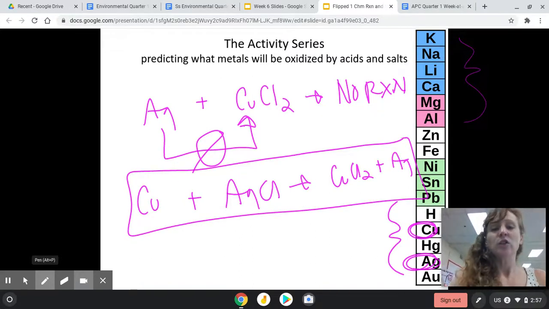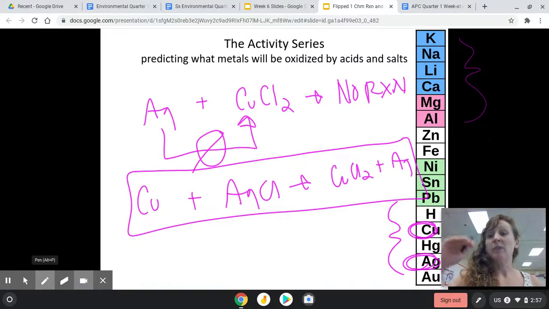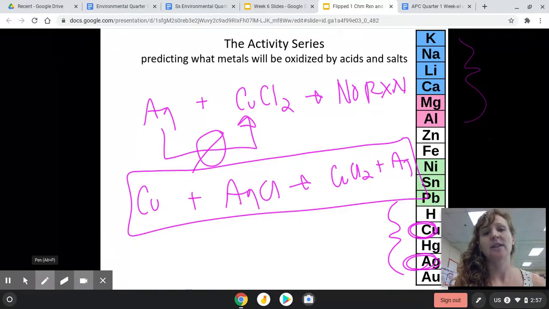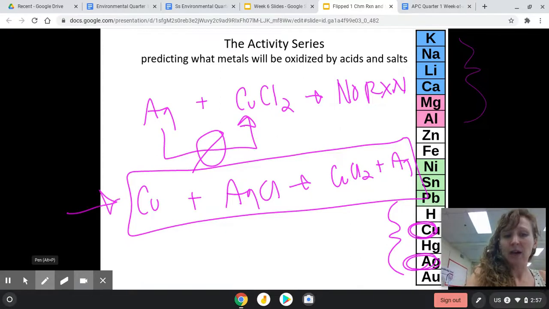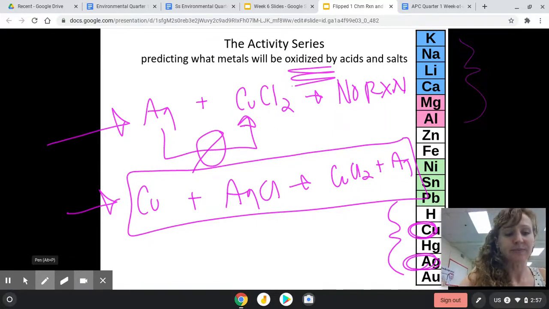And so you should generally know that coin and jewelry metals are less active. Some of the alkali metals, especially the high alkali metals, are going to be super active. You should generally know some of these, but the specific ranking of them, you should basically be able to use the activity series. And all of these reactions that we're talking about are oxidation reactions. Metals being oxidized by acids, metals being oxidized by salts.